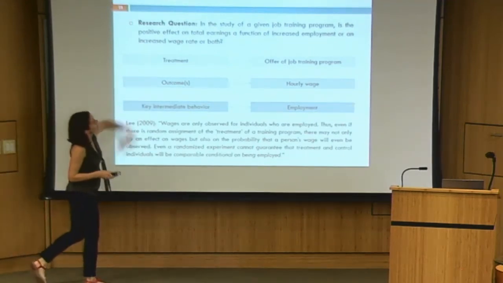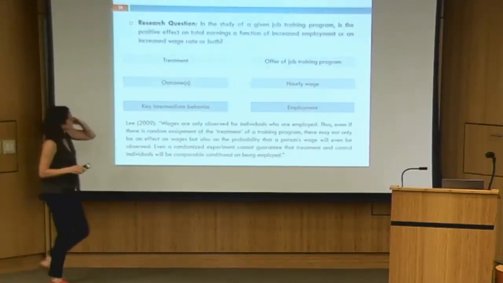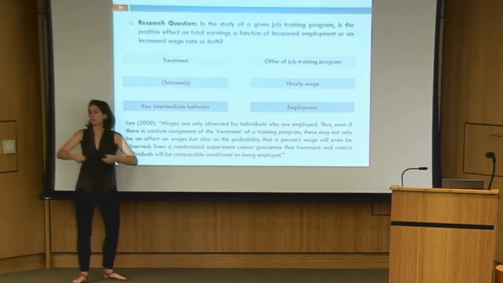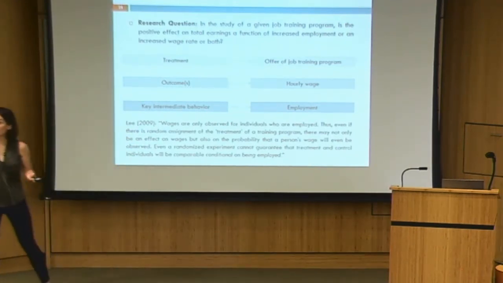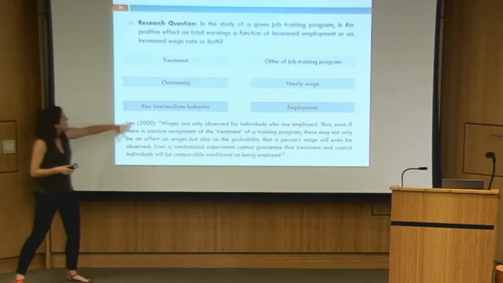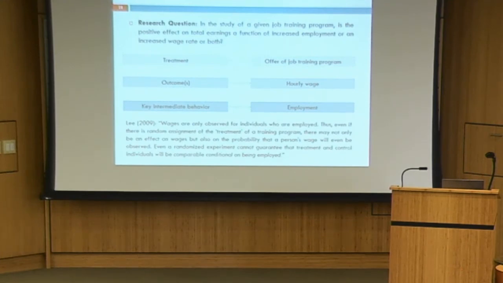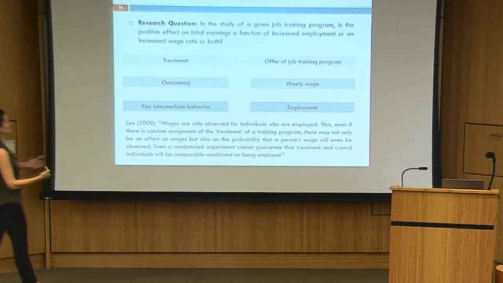So in this research question, in the study of this job training program, is the positive effect on earnings a function of increased employment or increased wage rate or both? We can just go through this exercise. Our treatment, the thing that's actually randomized, is the offer of the job training program. The outcome that we're interested in here is hourly wage. And the key intermediate behavior, how we're going to define our strata, is whether you're employed or not. Are you employed or not under assignment to the treatment condition? Are you employed or not under assignment to the control condition?